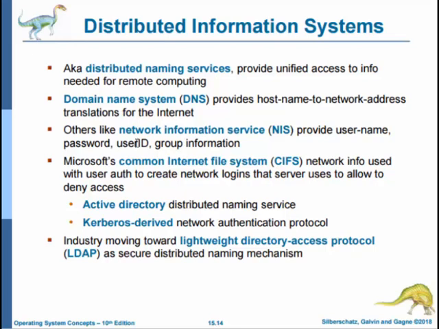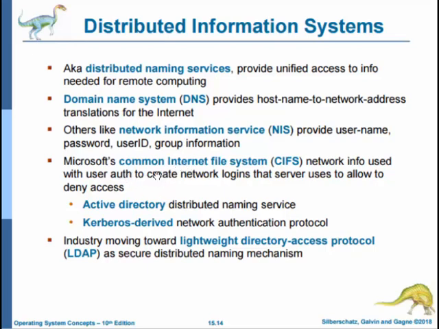Other distributed information systems provide username, password, and user ID or group ID or group information methods. Then we have some examples of that. We call it the Network Information Service, which is typically used by the Oracle Corporation, which is the Sun Microsystems.